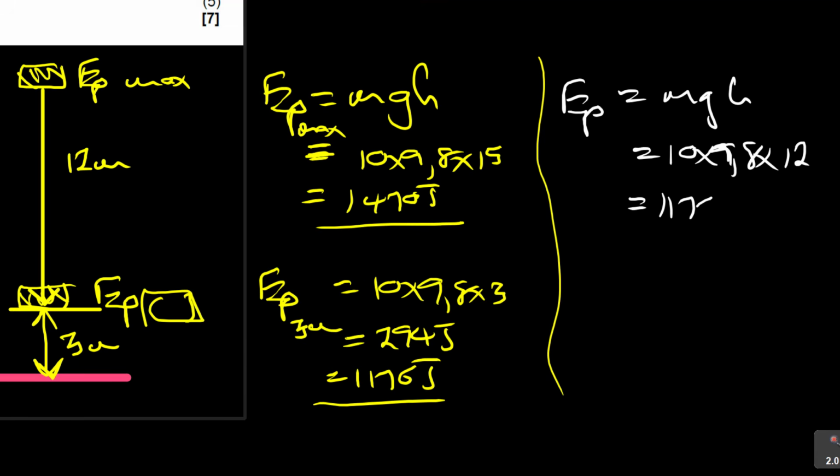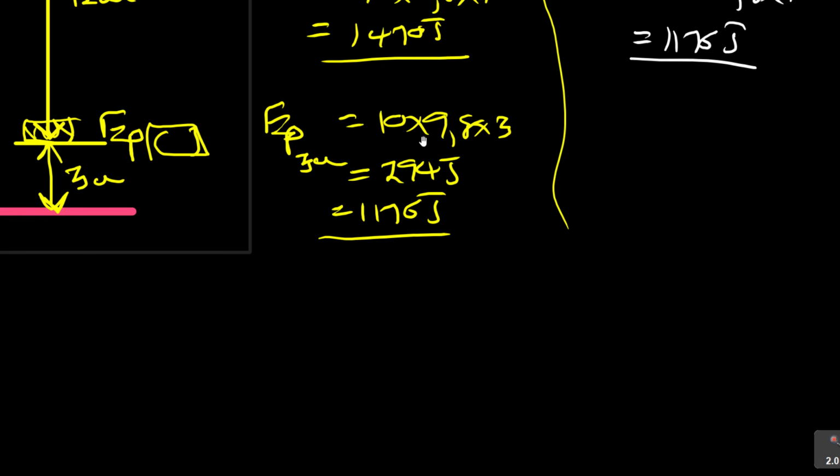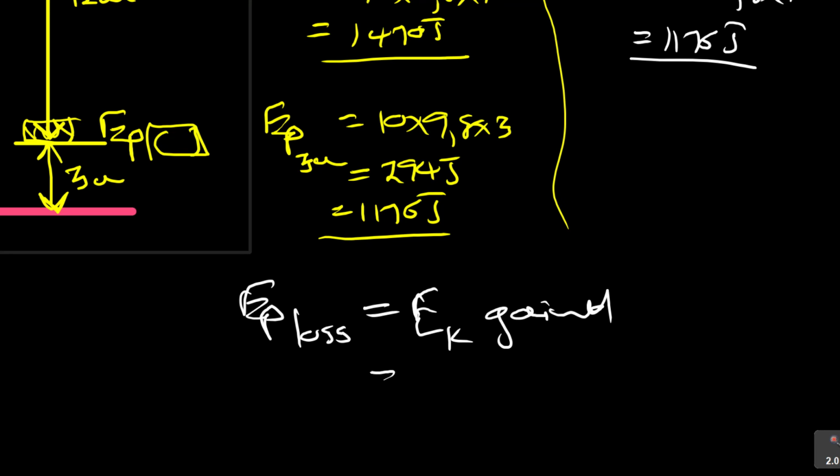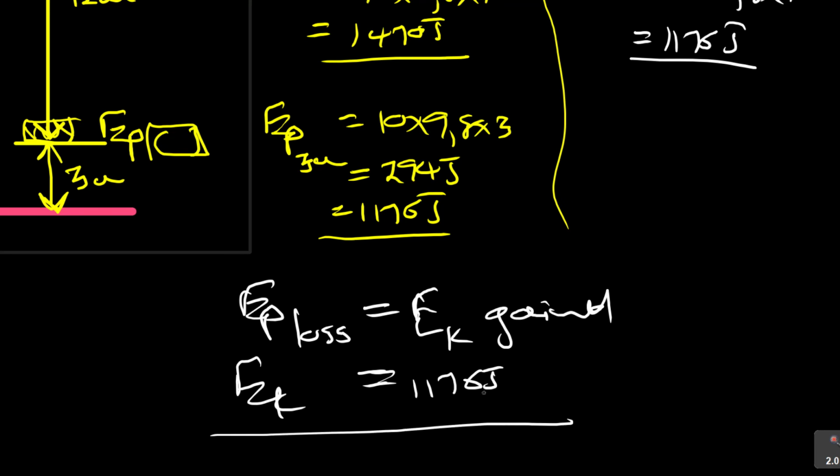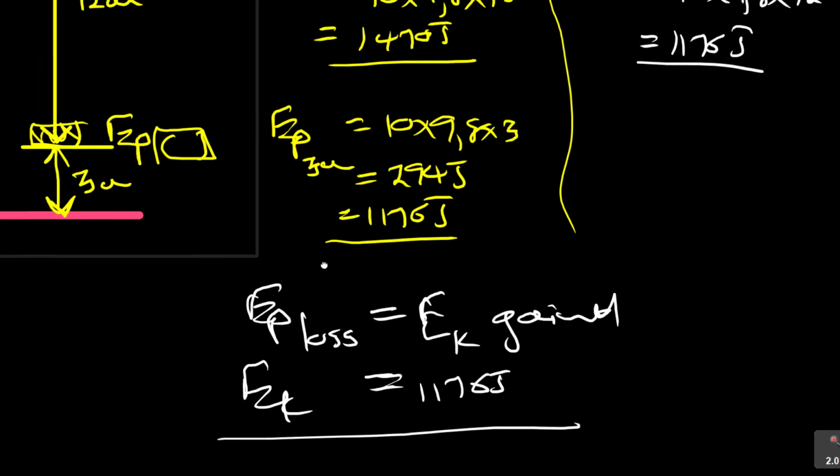You see that? So I'm just giving you options of how you could have approached this whatever way, but you know that EP lost is equal to EK gained, which is equal to 1176 joules. So you can say now EK is equal to 1176 joules. They're still making correct on that.